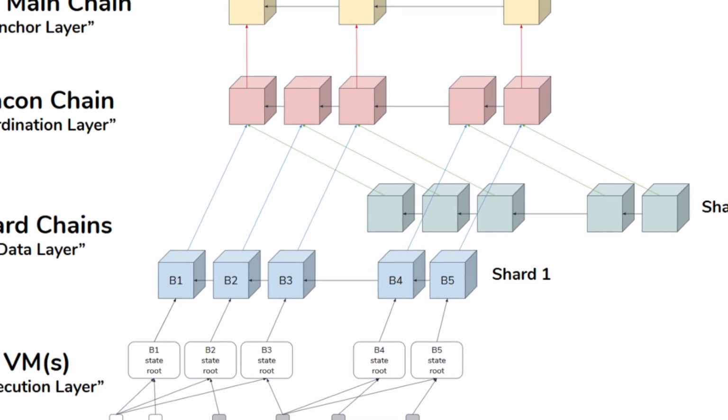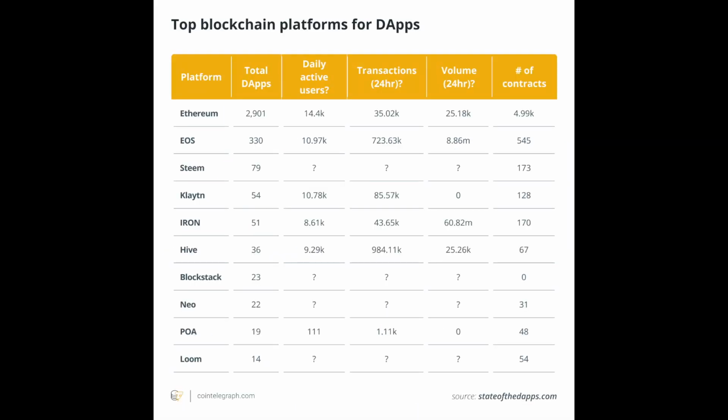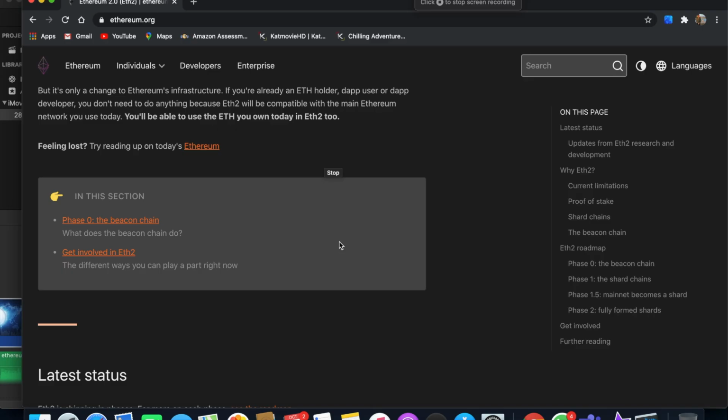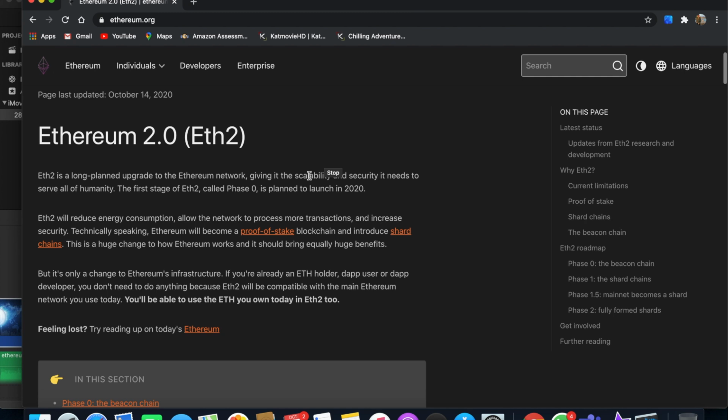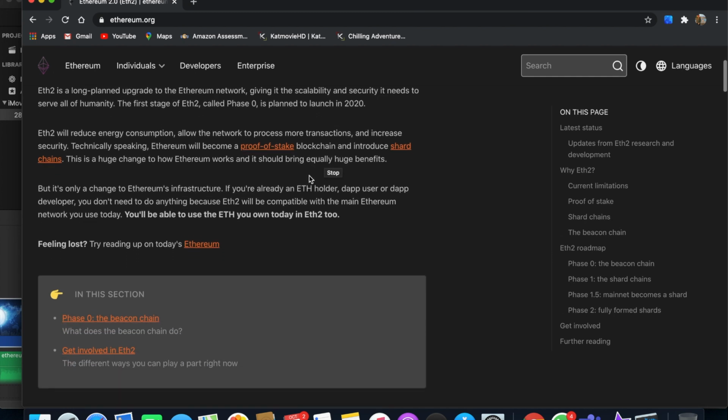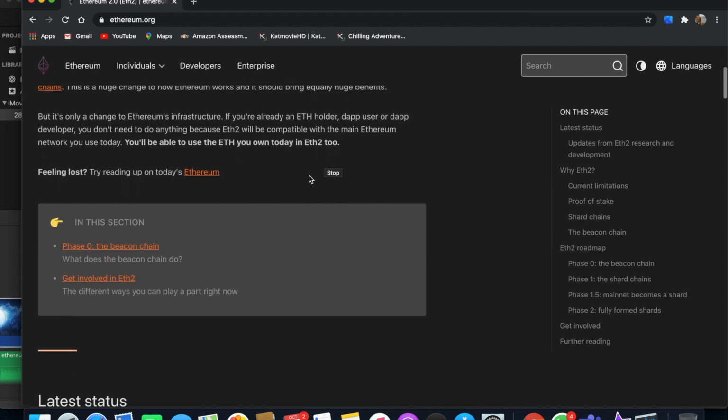So let's look under the hood and see what are some of the main things that are changing and how will Ethereum 2.0 be different than Ethereum 1.0. Well, there's two primary improvements that are introduced by Serenity: proof of stake and shard chains. So let's start with proof of stake.